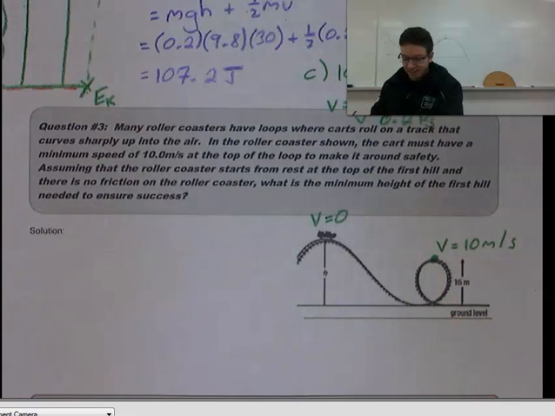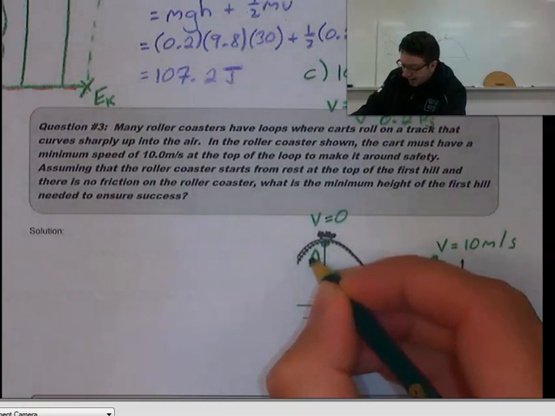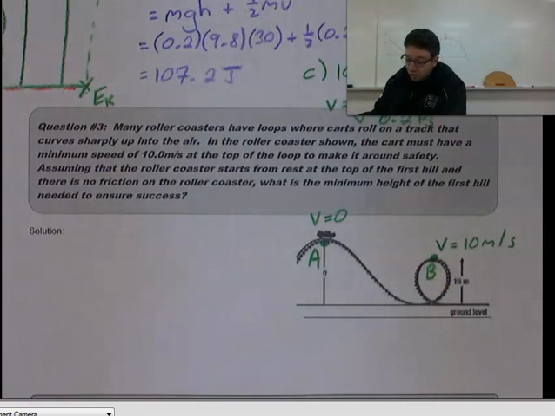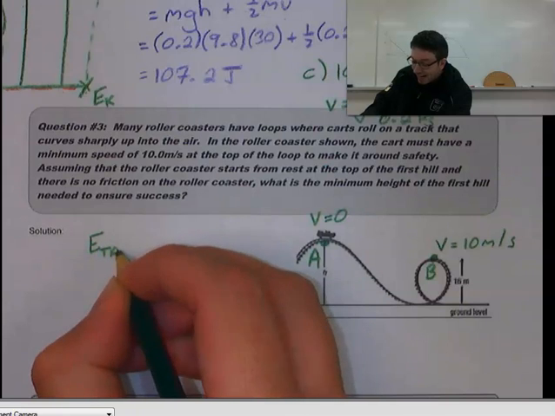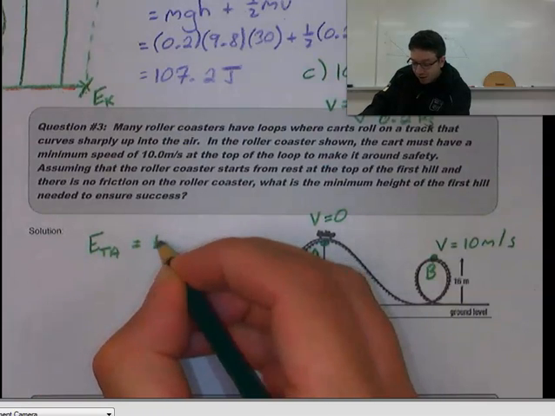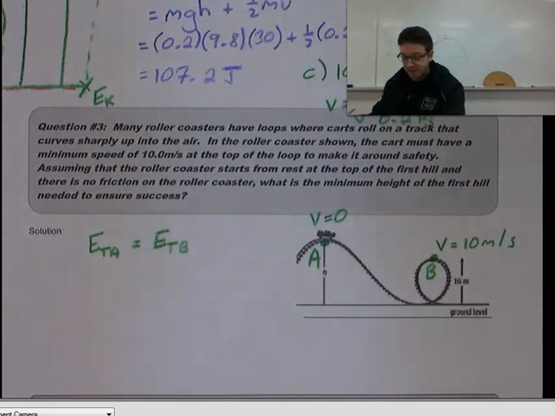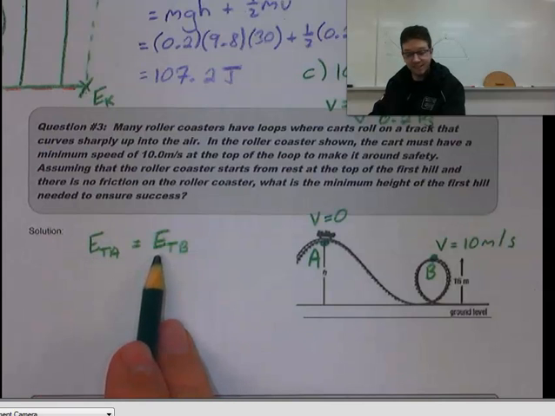Okay, so now we have to think of energies. Let's call this point A and this point B. Due to conservation of energy, we can say all of our energy at point A must equal all of our energy at point B. Conservation of energy. No energy is lost, no energy is created. They must be the same.